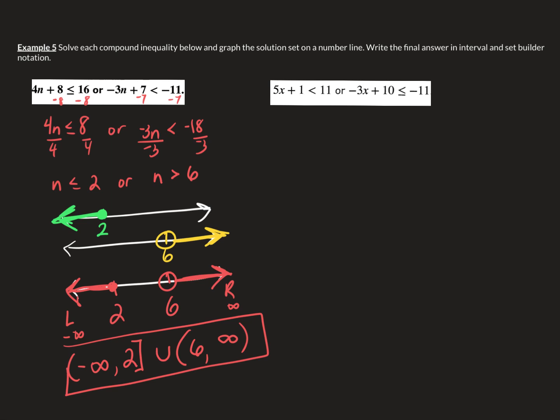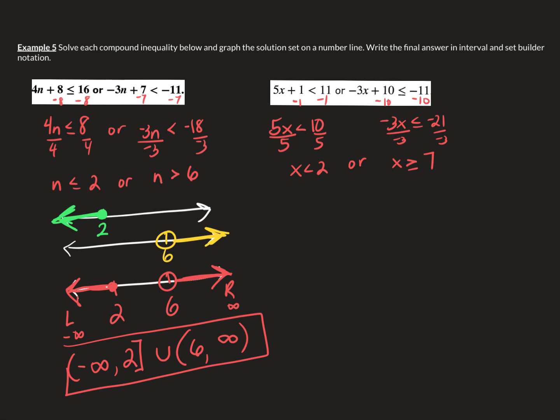Let's try the second one. I'm going to subtract 1 from both sides. 5x is less than 10. Divide by 5. X is less than 2. I'm going to subtract 10 on the second one. -3x is less than or equal to -21. Divide by -3. X is going to be greater than or equal to 7.